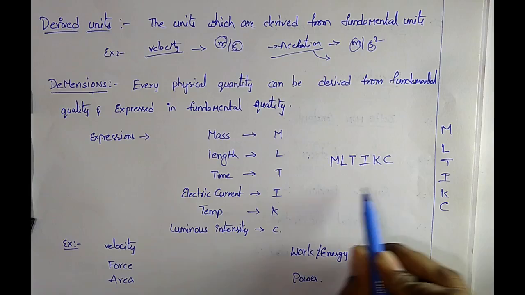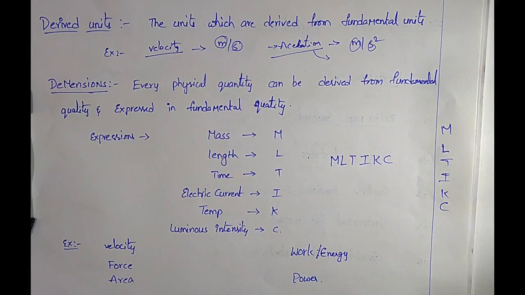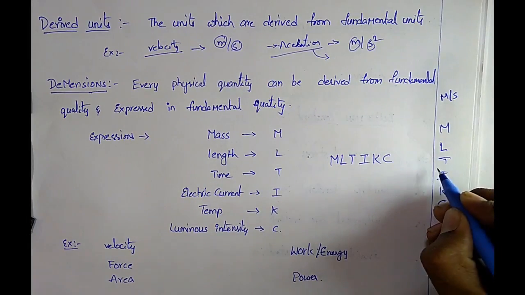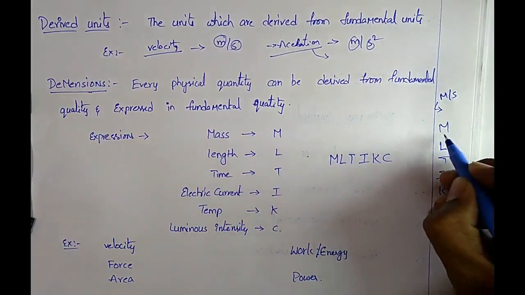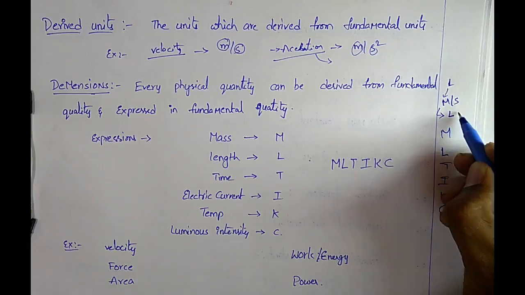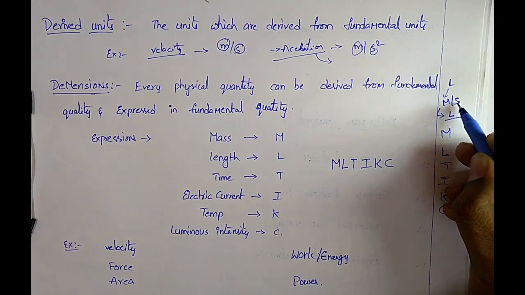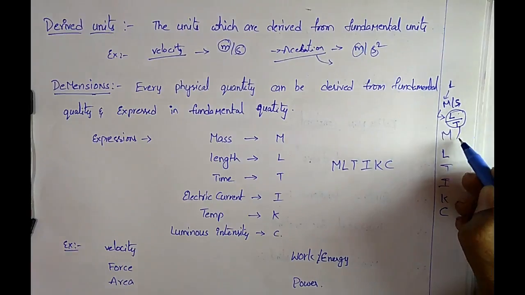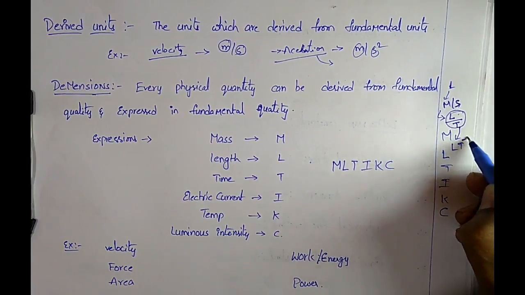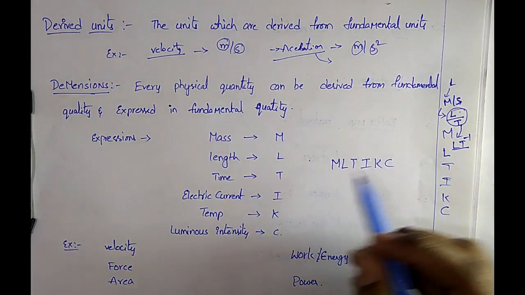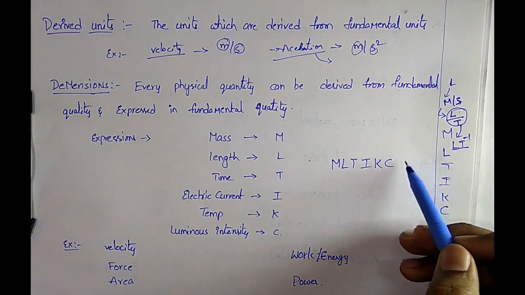In this form, we can write the dimension of any physical quantity. For example, meter per second. In this meter per second we can write the dimension. Meter is the unit of length, that is L. So L by, S means second, the unit of time, that is T. L by T. We can write this L by T as L T power minus 1. That means we express any physical quantity with its powers.